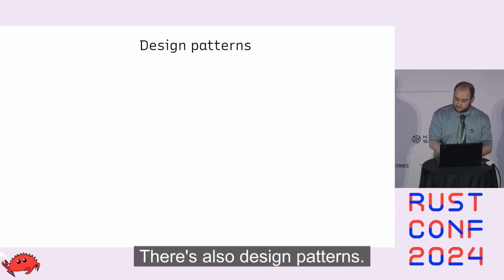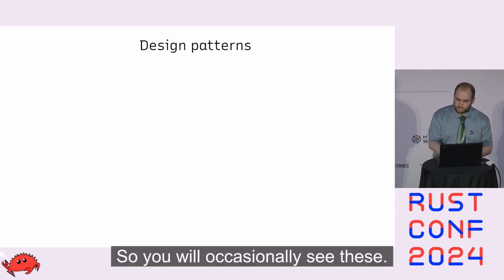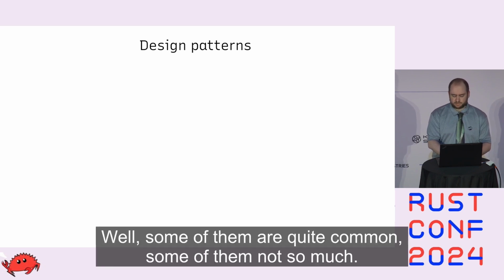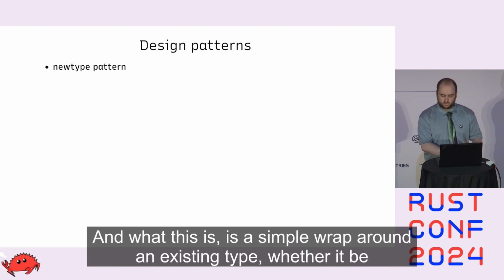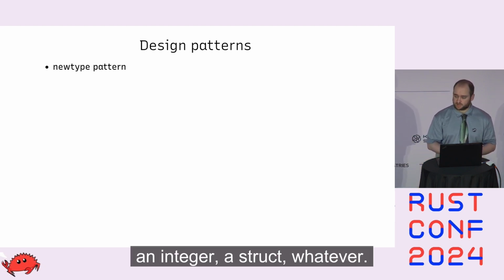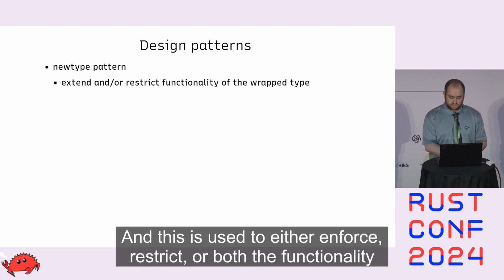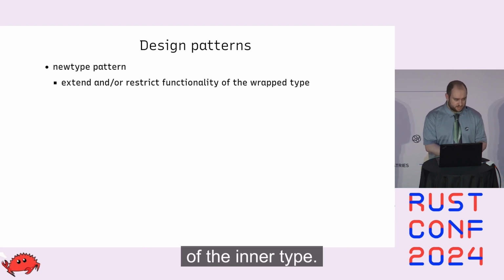There's also design patterns. So you will occasionally see these. Some of them are quite common, some of them not so much. First, the newtype pattern, which I would say is more frequent. And this is a simple wrapper around an existing type, whether it be an integer, a struct, whatever. And this is used to either enforce, restrict, or both the functionality of the inner type.